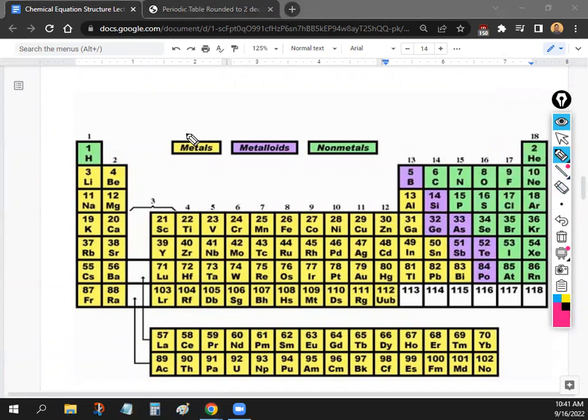So I need you guys to write that down because that will be very important. The metals are located in the left and the center of the periodic table. And that's pretty much all you really have to memorize for the test, okay? Metals are in the center and the left. You don't need to know exactly where they cut off, just know generally where they are.